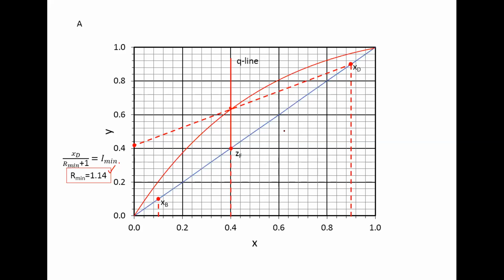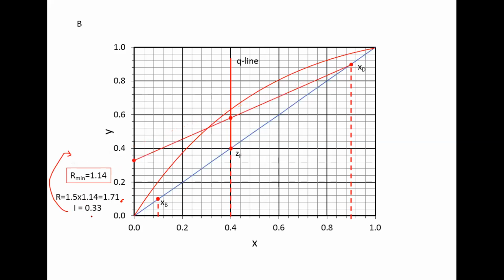No? Let's continue. Then we are going to determine the reflux, right? Calculate from the question that the reflux should be 1.5 times the minimum reflux. And the number you can calculate is 1.71. Once you put it into the equation, you get the intercept as 0.33. And you draw the corrected operating line for the enriching section. Up to here, does anyone have questions?